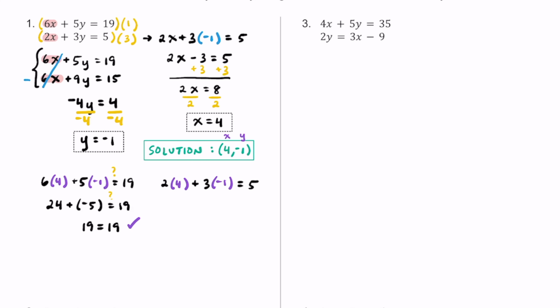All right, cool. So on the left side here, let's go ahead and multiply. 2 times 4 is 8. 3 times negative 1 is negative 3. So 8 plus negative 3. Hopefully that's equal to 5. And pretty sure that is true. So 8 plus negative 3 is just 8 minus 3, so 5 does equal 5. So we know that our answer does work here.